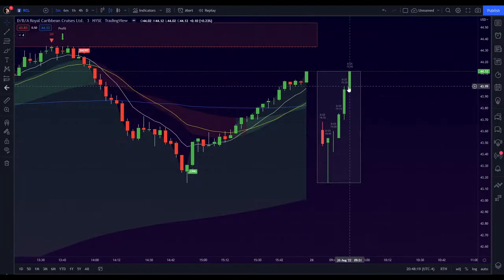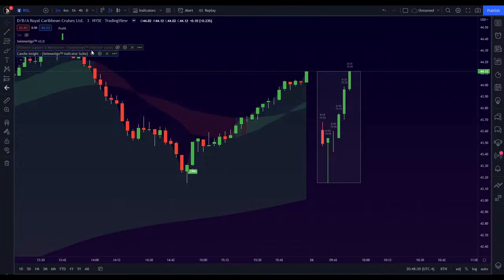Super powerful tool. Anything you'd like to add to that? Yeah, actually, real quick, just forward to keep the chart clean so everyone can see it. Turn off Selene and USR. I'll show something else with Candle Insight too.